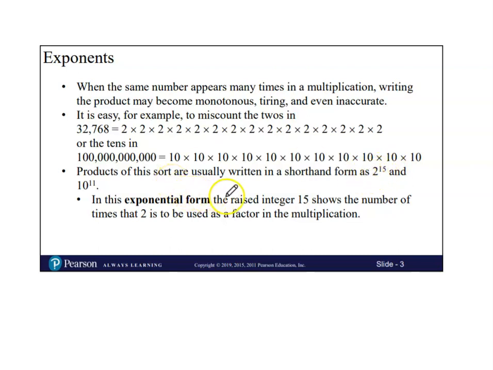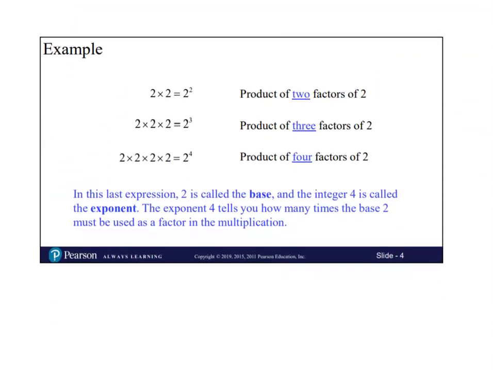In this exponential form, the raised integer 15 shows the number of times that 2 is to be used as a factor in multiplication. So, for example, 2 times 2, since we have 1, 2 of these, would be 2 to the 2nd power. In this one, we've got 1, 2, 3 2's, so 2 to the 3rd power. 1, 2, 3, 4 2's, so that would be 2 to the 4th power.